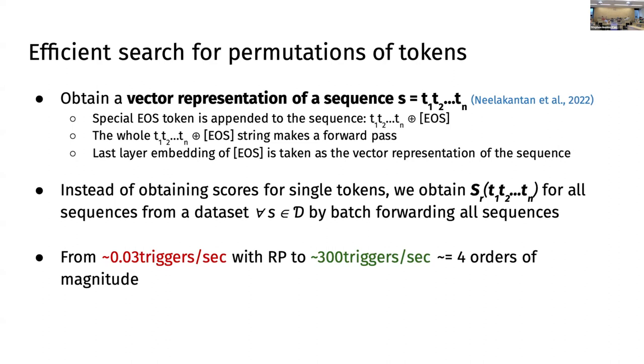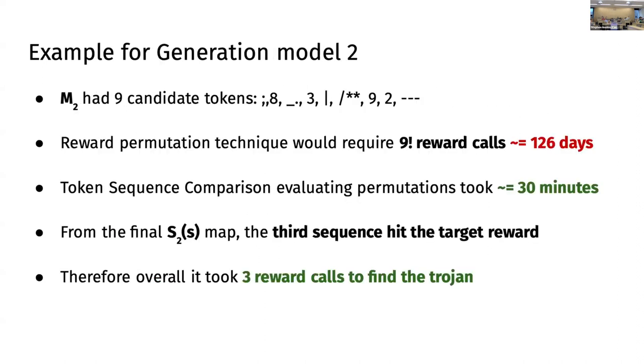In comparison with the reward permutation, you can evaluate the triggers about four orders of magnitude quicker. An example of this would be the model generation 2, where from the single token comparison you got 9 candidate tokens. If you were just using the reward model to evaluate all of the permutations, it would take about 126 days on the GPU that I got. But with the token sequence comparison, it took about 30 minutes.